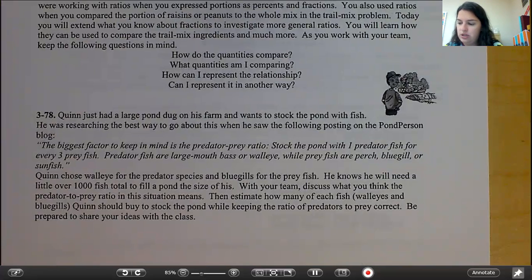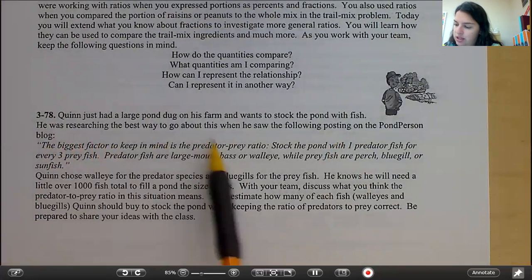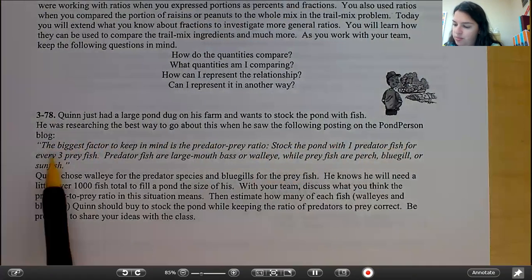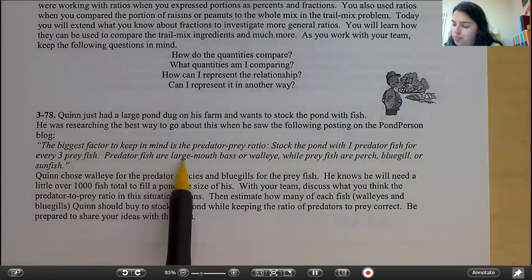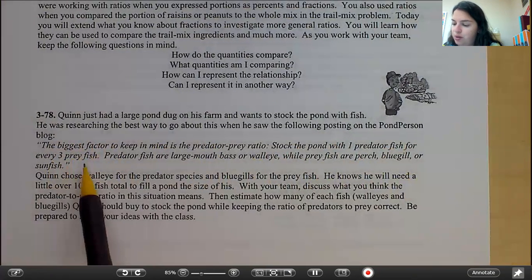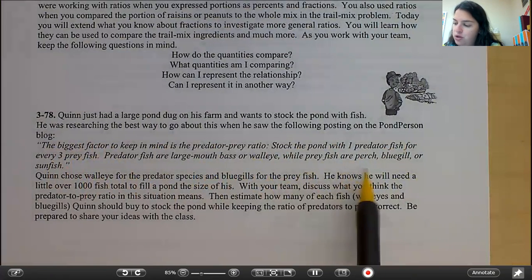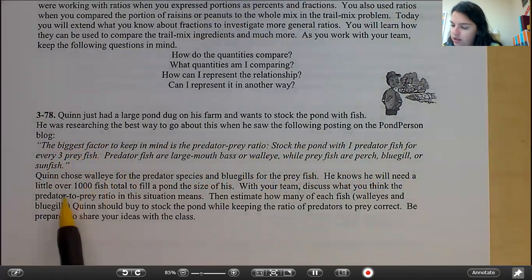378 says, Quinn just had a large pond dug on his farm and wants to stock the pond with fish. He was researching the best way to go about this when he saw the following posting on the Pond Person blog. The biggest factor to keep in mind is the predator-prey ratio. Stock the pond with 1 predator fish for every 3 prey fish. Predator fish are largemouth bass or walleye, while prey fish are perch, bluegill, or sunfish. Quinn chose walleye for his predator species and bluegills for the prey fish. He knows he will need a little over 1,000 fish total to fill a pond the size of his.